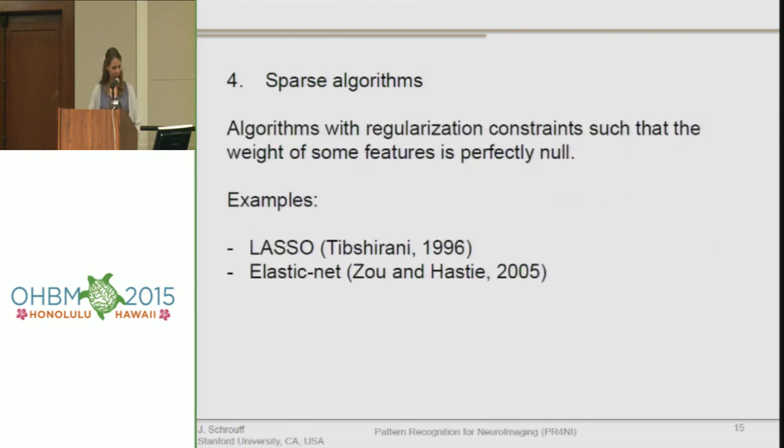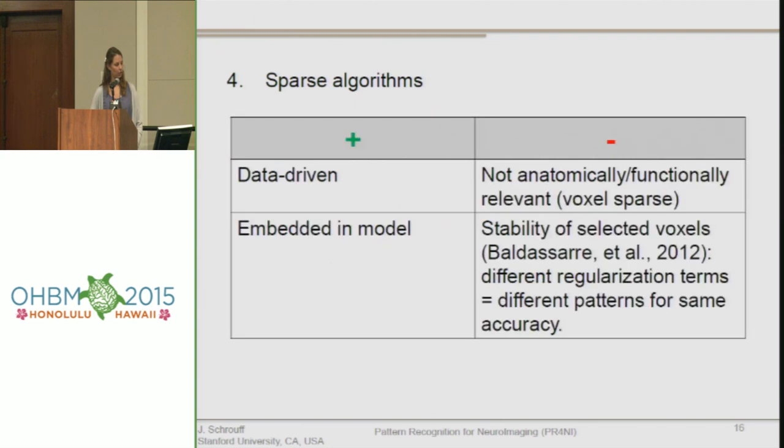Okay. So related to feature selection are sparse algorithms. Basically, the sparse algorithms are going to select a subset of the features directly when estimating the model. This is based on regularization constraints, and you can have different regularizations like the lasso or the elastic net that are going to force certain weights to be perfectly null. What is good with sparse algorithms is that, as for feature selection, it is data-driven, but this time it's embedded in the model. You end up with the same maps, basically, which are sparse at the voxel level. And then you also have the fact that different regularization terms might lead to different patterns for the same accuracy.